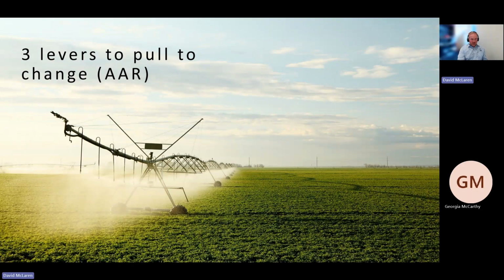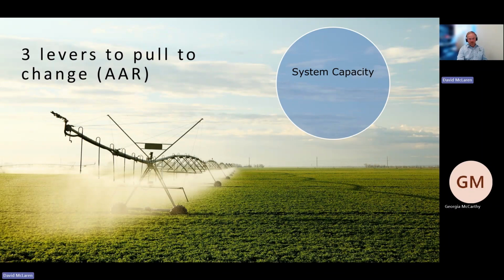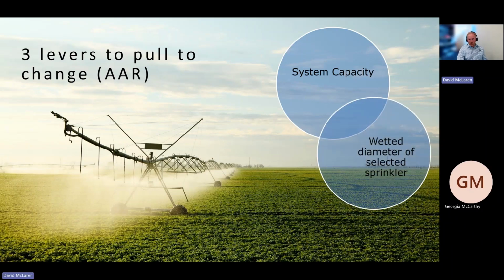So now I'll just unpack those three levers when it comes to changing average application rate. We have system capacity, so that determines average application rate. We can look at the wetted diameter of the selected sprinkler, how far that can throw, and then we have the pivot length. So they're the three levers to pull when it comes to changing average application rate.